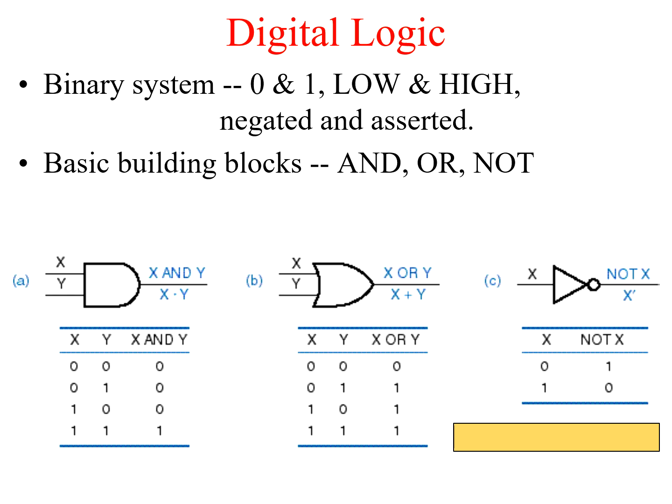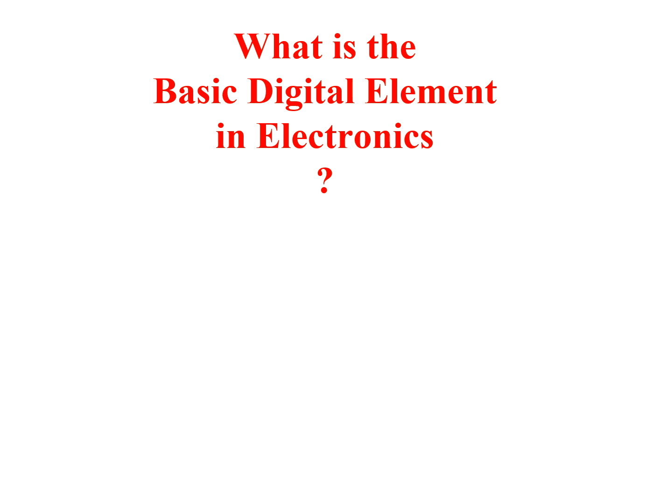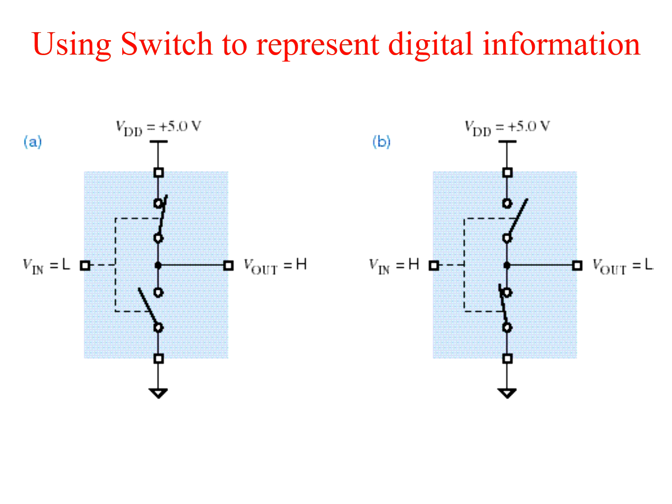The binary system is concerned with the values 0 and 1, and these are the basic blocks of the gates: AND gate, OR gate and NOT gate. The basic digital element in electronics is a switch. Using a switch to represent digital information, this is a circuit as a switch.